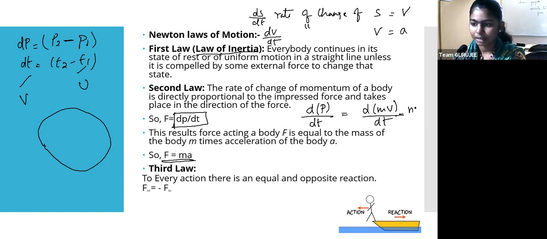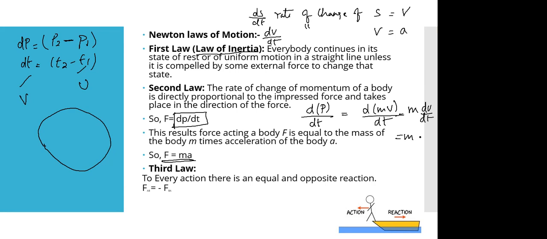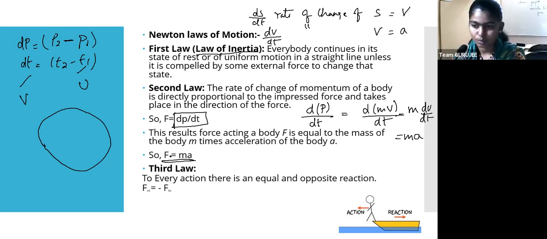So I am taking my mass outside, and I can write dv by dt. Now what is dv by dt? Acceleration. Right. See, this is what your formula is. F is equal to ma. We have already seen this, no? F is equal to ma, and it is derived from the second law in this way. So this is what your force is.